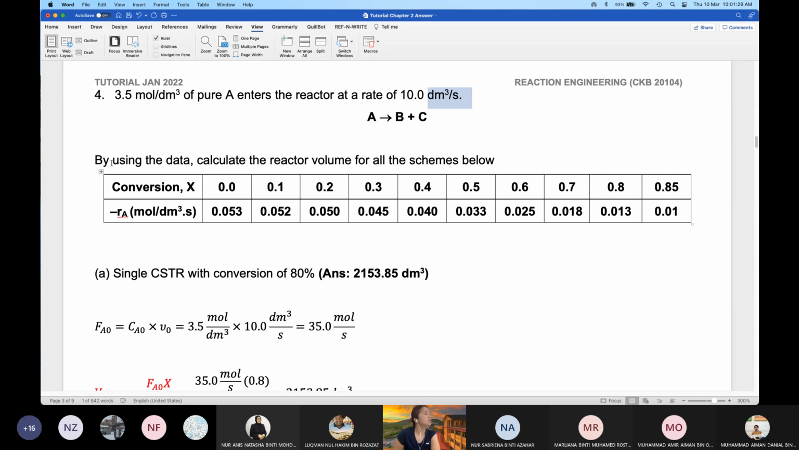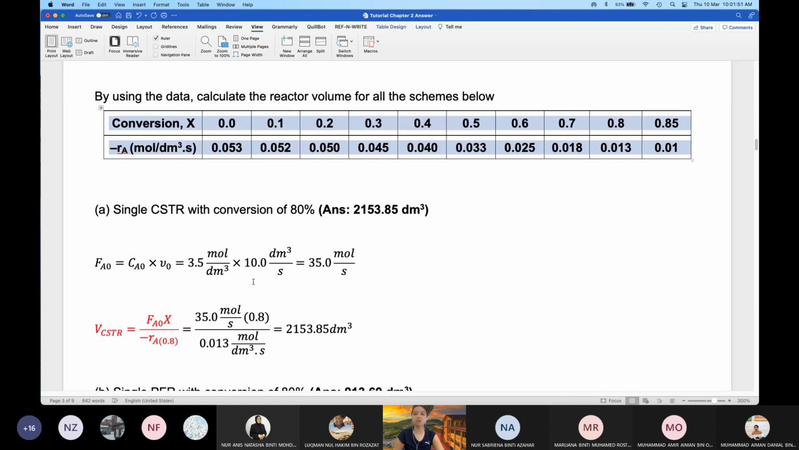Okay, next it says using the data here, calculate the reactor volume. So the data given now is in the form of a table. Earlier it was in the form of a plot, now it is in the form of a table. In the table, it gives us X and minus RA. So if you plot, it is 1 over minus RA against X. That is the difference. Right, so let us go to the very first question. We find the volume of a single CSTR at conversion 80%. So it wants us to find the CSTR volume. Earlier we were asked to find FA0 when the volume was given. This question asks us to find the volume directly.